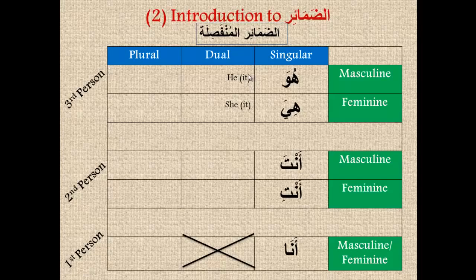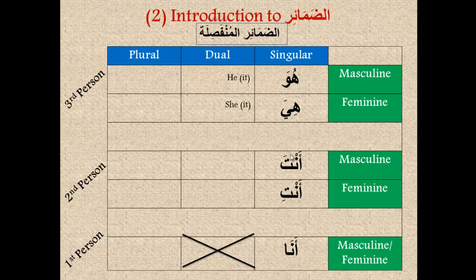Now, I have parentheses around the word it behind he and she, and that's because, remember, in Arabic, everything has a gender. Everything including inanimate, non-human, dead objects. All of these things have gender, so we refer to them as huwa and hiya in Arabic, but of course in English we say it. We don't say he or she. We don't describe a rock as he or she, we say it. But in Arabic it would be huwa or hiya.